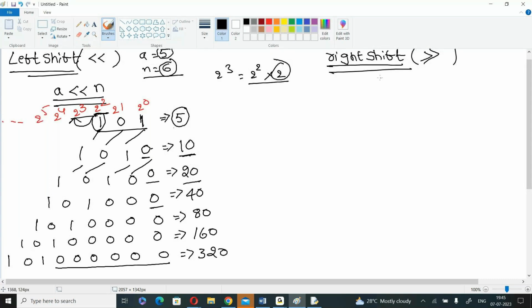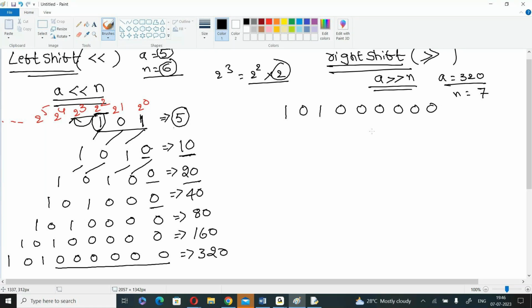So, A right shift N. Now you understand, the bits move to the right side. Consider your A value is equal to 320. For example, N is equal to 7. That means I want to perform 7 right shift operations. First, write down your number in binary: 1 0 1 0 0 0 0 0 0. This is my number, 320.